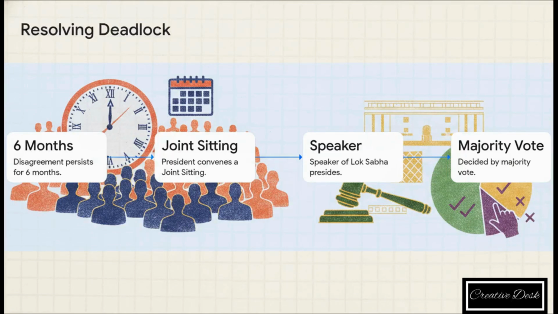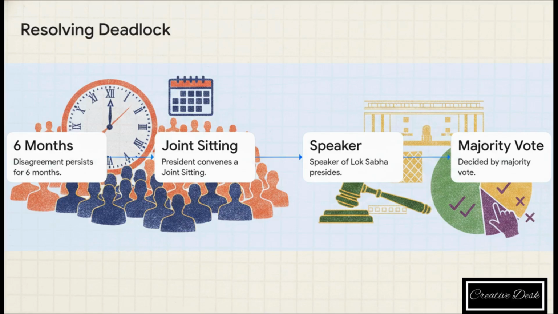But what happens if that 6 months delay turns into a full-blown deadlock? If they absolutely cannot agree, the Constitution steps in with a very specific playbook. First, right at the 6-month mark, the president convenes a joint sitting, bringing both houses together in one room.